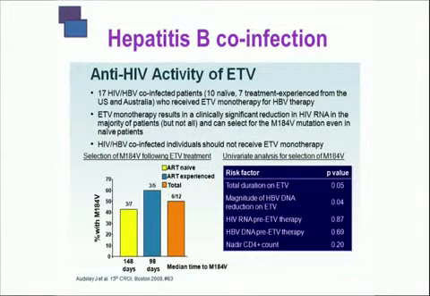In another paper, 1 year later, in 17 co-infected patients under monotherapy with entecavir, the findings were similar. It means that there is a significant reduction in HIV RNA in a majority of patients and the selection of this mutation. So HIV-HBV co-infected individuals should never receive entecavir in monotherapy. It could be used combined with HAART, but never in monotherapy.